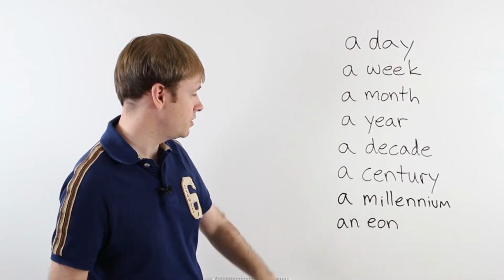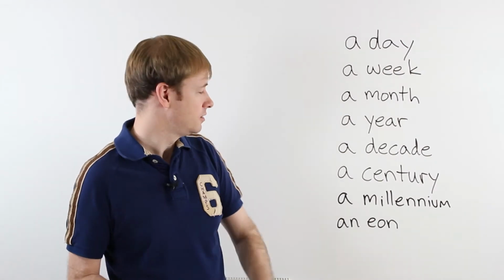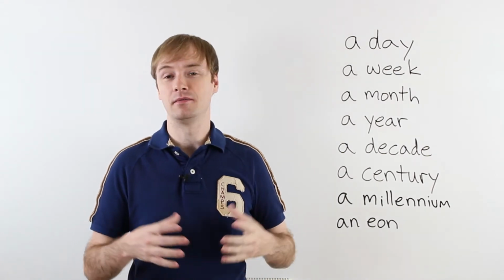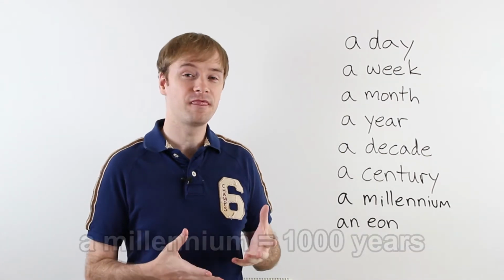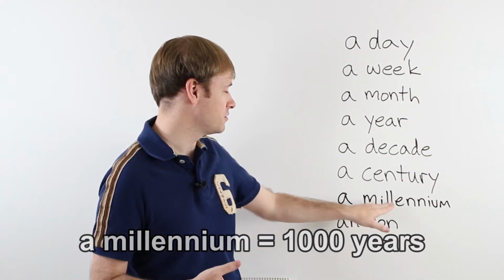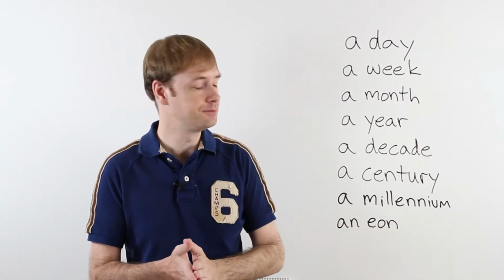After the century, we have a millennium. Very difficult to spell. A millennium. A millennium is 1,000 years. Okay, very long time. 1,000 years we would call a millennium.